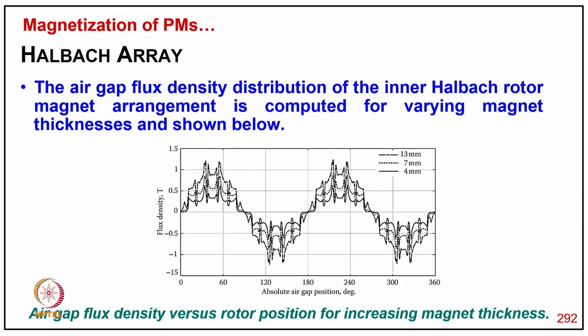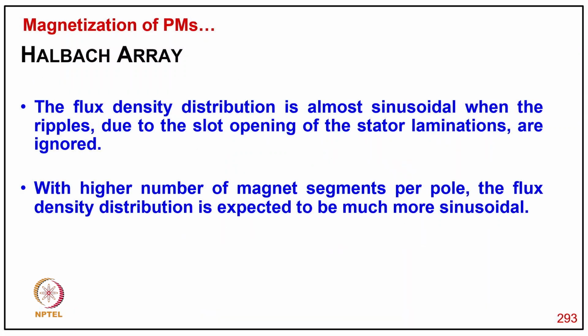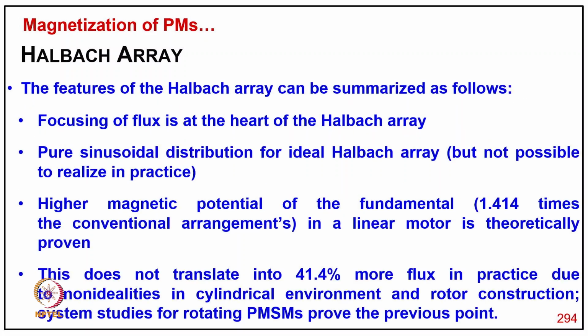So the distribution for increasing magnet thickness. The flux density distribution is almost sinusoidal when the ripples due to the slot opening of the laminations are ignored, and with a higher number of magnet segments per pole, the flux density distribution is expected to be much closer to sinusoidal.